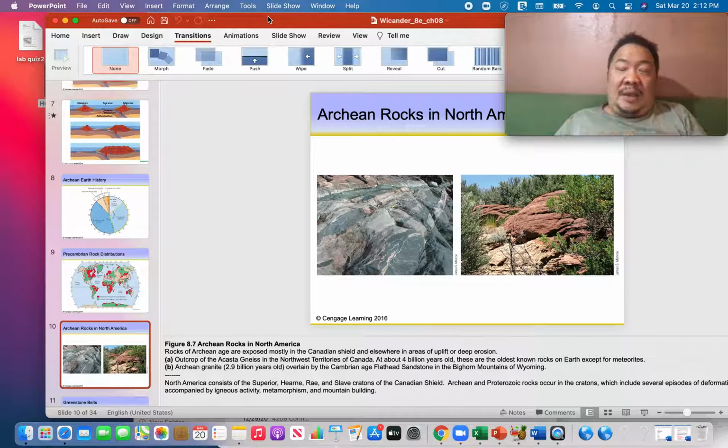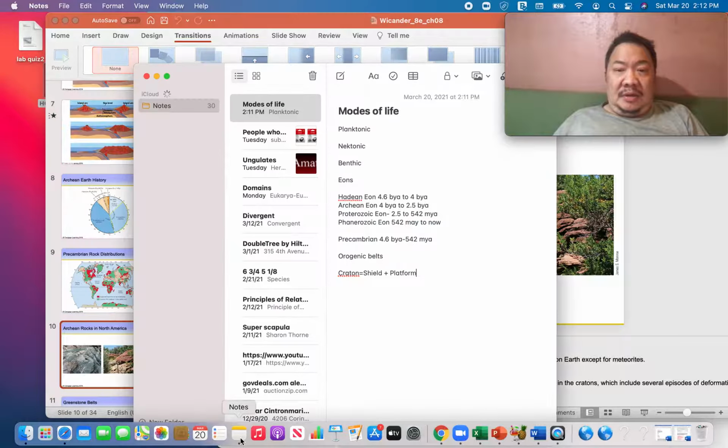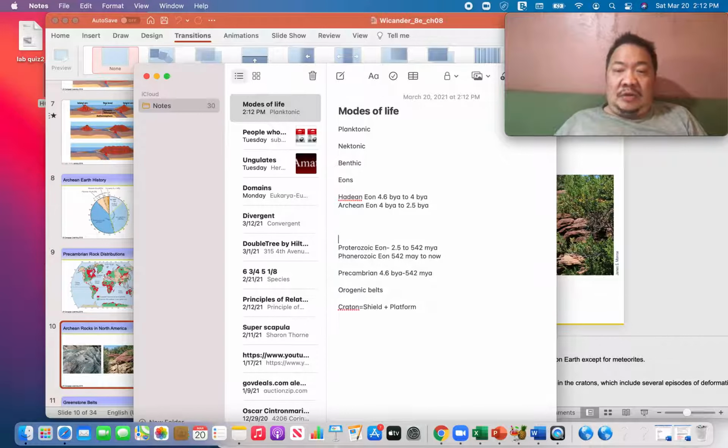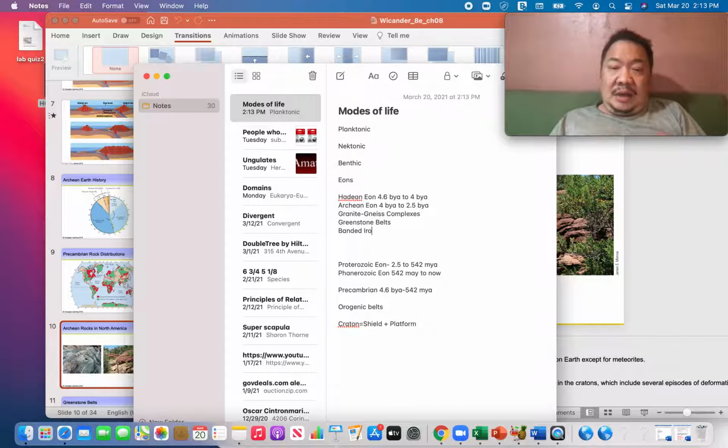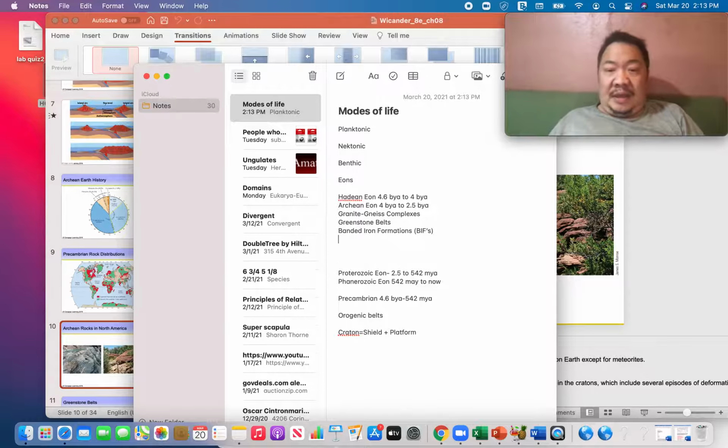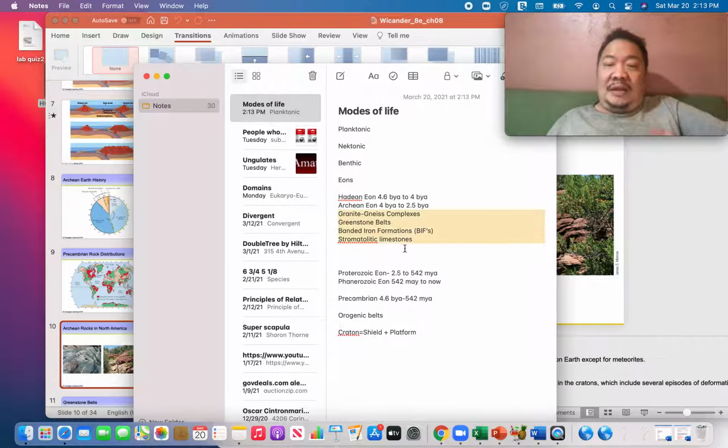Next thing we're going to take a look at, we're going to make a list of what kinds of rocks we find in the Archean. So in the Archean Eon, there are certain rocks that are common. First one we're going to talk about are the granite gneiss complexes. Then we're going to talk about greenstone belts. Then we're going to talk about banded iron formations, which are also called BIFs for short, in shorthand. And then stromatolitic limestones. So these are the four kinds of rocks, and you need to remember these are what we find in the Archean, from the Archean Eon, between 4 and 2.5 billion years ago.